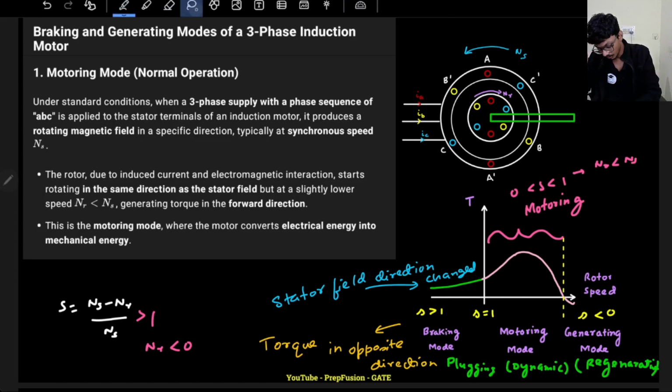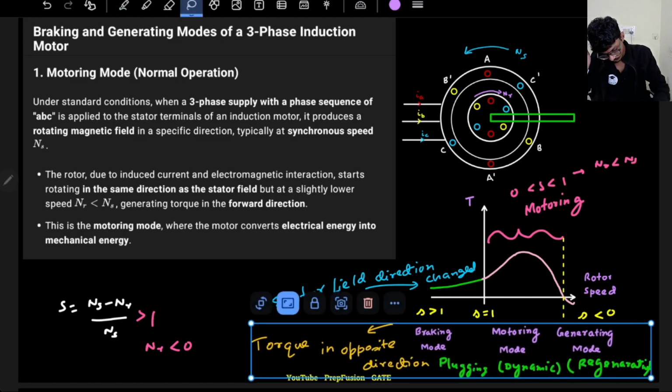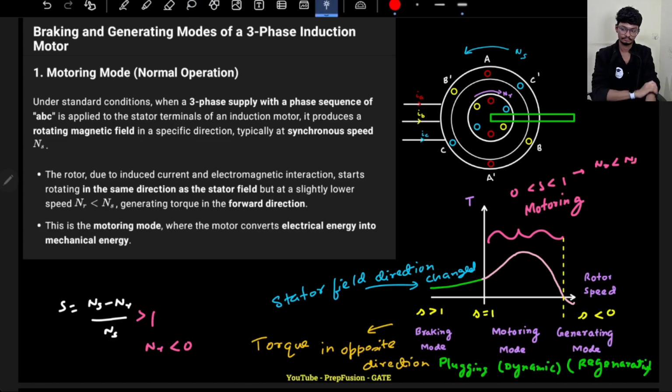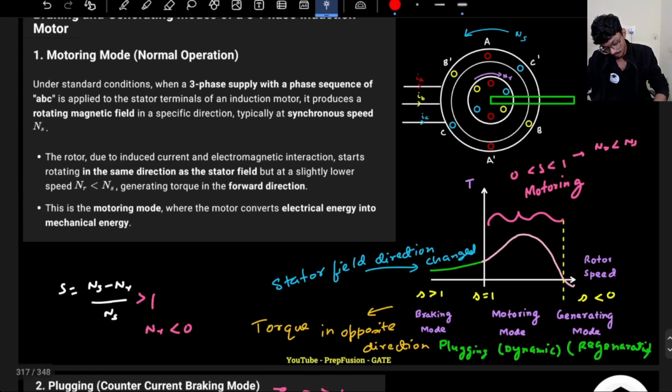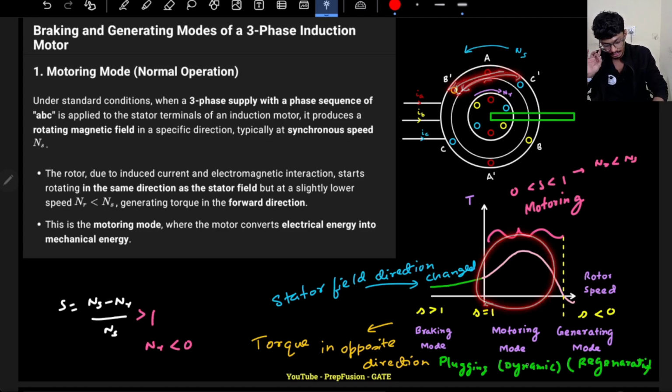So what you have to understand is that in this region, you will always see that the developed torque will be opposite to the rotor speed. In this region, the rotor is rotating in this direction, but the stator field is stationary. So the stator is trying to pull it back to make it stationary. Again, the torque developed is in the opposite direction, in this region for dynamic braking.